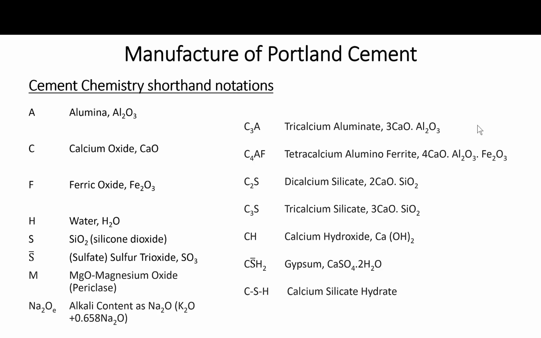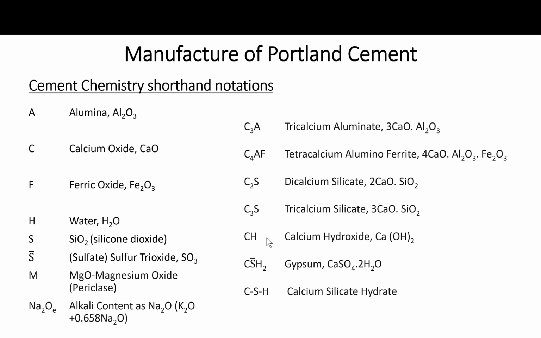The cement phases or compounds are as follows. C3A is tricalcium aluminate: 3 calcium oxide, 1 aluminum oxide. Tetracalcium aluminoferrite, C4AF: 4 calcium oxide, 1 aluminum oxide, 1 ferric oxide. C2S is dicalcium silicate: 2 calcium oxides, 1 silicon dioxide. C3S is tricalcium silicate: 3 calcium oxide, 1 silicon dioxide.